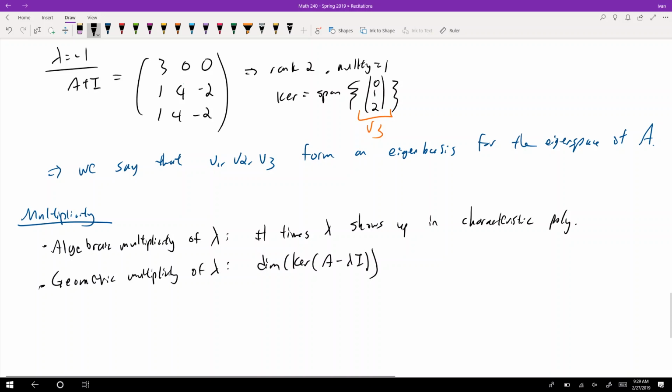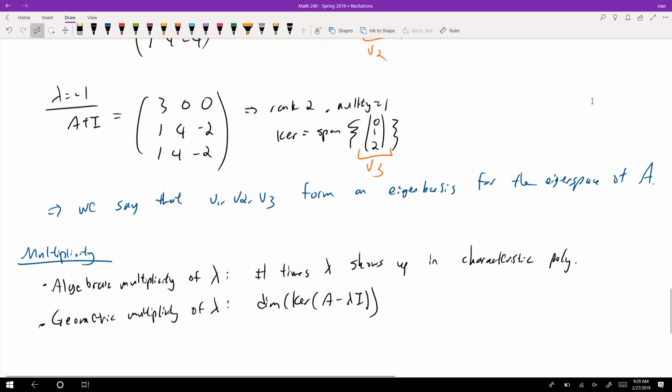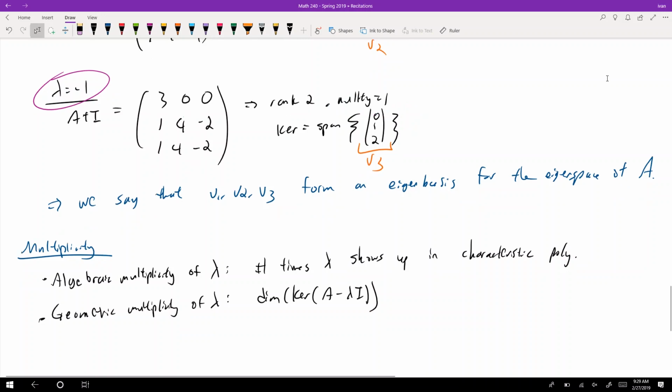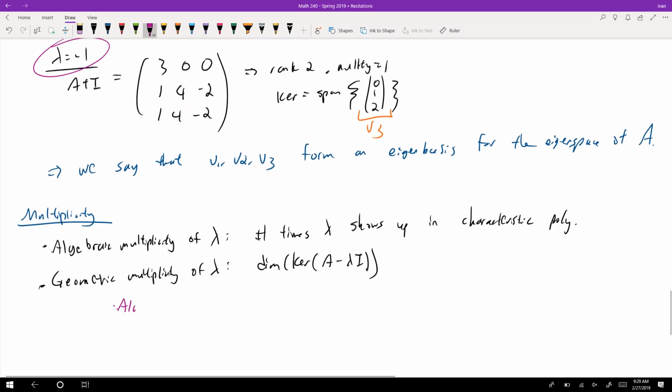Okay? So what we had up here, for example, for lambda equals negative 1, the algebraic multiplicity was 1, and the geometric multiplicity was also 1. So they were equal to each other. That's not always the case. So the general form is that algebraic multiplicity is going to be greater than or equal to the geometric multiplicity. If algebraic multiplicity is equal to 1, then geometric multiplicity must be 1.